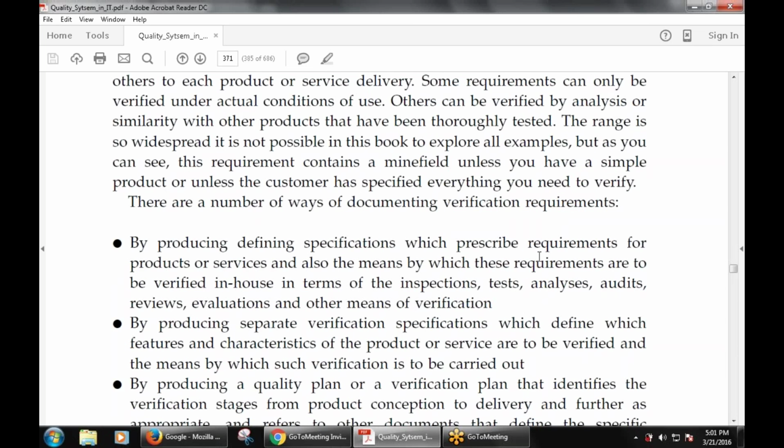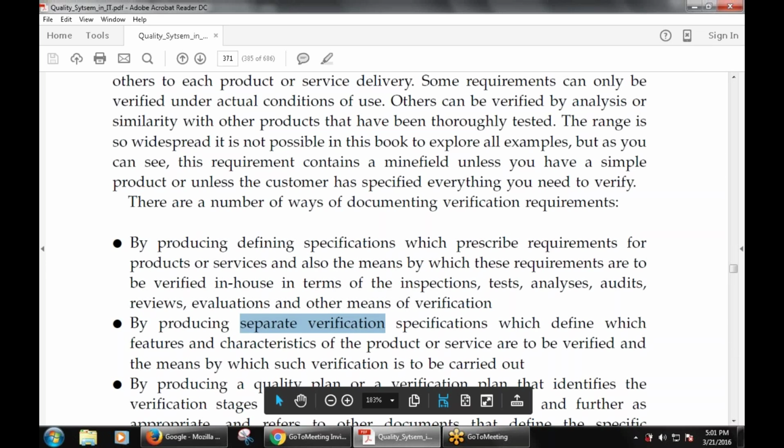By producing the defining specification which prescribes the requirement, that is, how to achieve it, and what tools are used to achieve it, by using performance, inspection, test, analysis, audits, review, evaluation, and other means of verification. So that is one way, by producing the defining requirements. Then by producing a separate verification specification that defines which features are to be verified, and the means by which such verification is carried out.